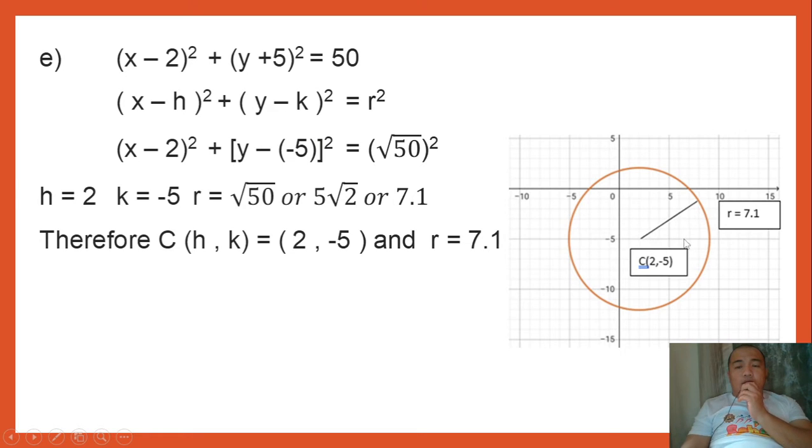Yan. Square root of 50. Yes. 2, negative 5. You can now immediately tell the center 2, negative 5. The opposite of negative 2, positive 2. Opposite of positive 5, negative 5. So 2, negative 5 ang kanyang center. Square root of 50, 7.1. Or 5 square root of 2.